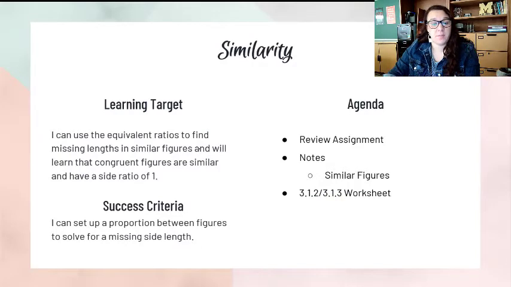Our learning target is the ability to use equivalent ratios to find missing lengths of similar figures and learn how congruent figures are similar with a side ratio of 1. You'll know you'll be successful when you can use a proportion to solve for missing side lengths. We're going to look through the assignment today, take some notes, and then you'll have practice afterwards.